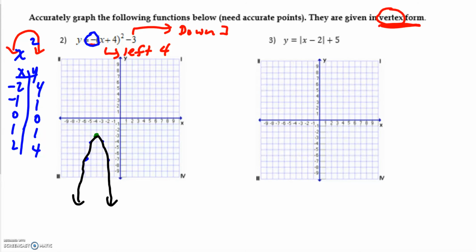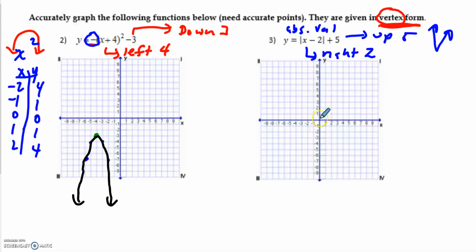Number 3 is the same idea, except this is an absolute value equation, which means in the end I'm going to have a V absolute value, and I'm not going to have a U. Because there's no number in front, or really no negative in front, my absolute value is facing up. If I think about movement, if I see inside x minus 2, that means I'm moving to the right 2, and the 5 means I'm going up 5.